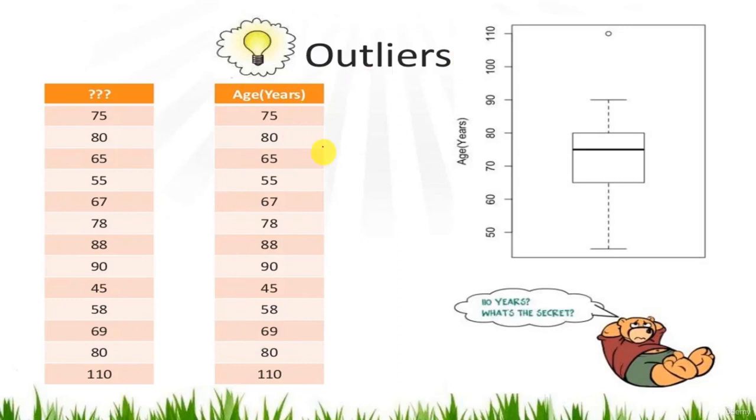Here I'm collecting a person's age. I have quite a long dataset, let's say 13 observations. I have collected 13 people's ages as observations, and the first person's age was 75, the second person was 80, the third 65, and so on.